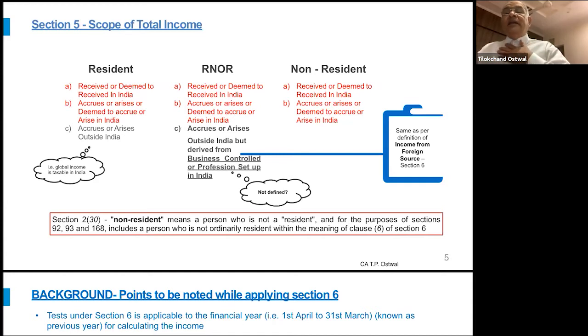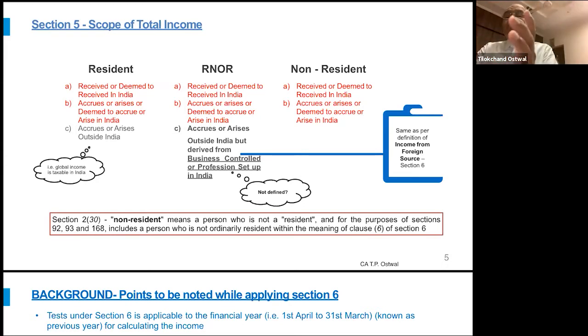What we have done in India from the beginning is that a resident is taxable on income received in India, income accruing in India, income deemed to be received in India, income deemed to accrue in India, and income accruing and arising outside India. Everything is taxable here. So therefore global income is taxable. A non-resident is taxable only in respect of income received in India, deemed to be received in India, accruing in India, and deemed to accrue in India. Nothing more. So the concentration on non-residents' taxation is India-centric income, while the concentration on taxation of residents is world income, literally.